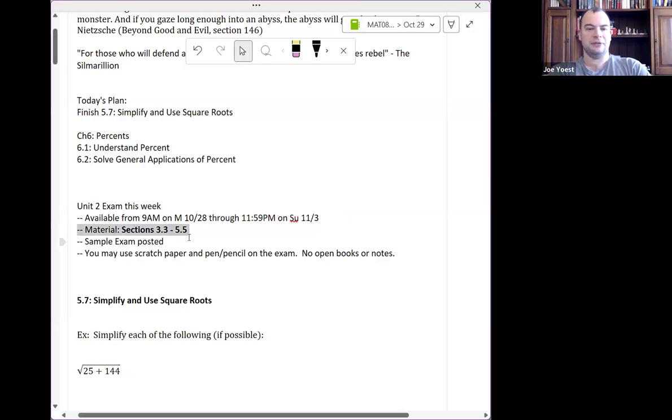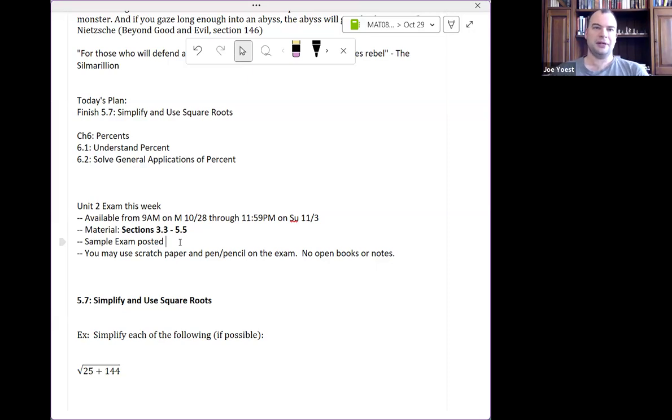The material for the exam is sections 3.3 to 5.5. A sample exam is available. Note the difference. I think there was a question or two about the difference between the sample exam and the Examity practice exam. The Examity practice exam is really only there for you to practice the Examity portion of things. So getting you logged on to Examity, getting an account set up, making sure that the screen recording and webcam recording are all working correctly, that you can open the exam in collaboration with Examity and so on. That's the goal of the Examity practice exam, to practice the Examity process.